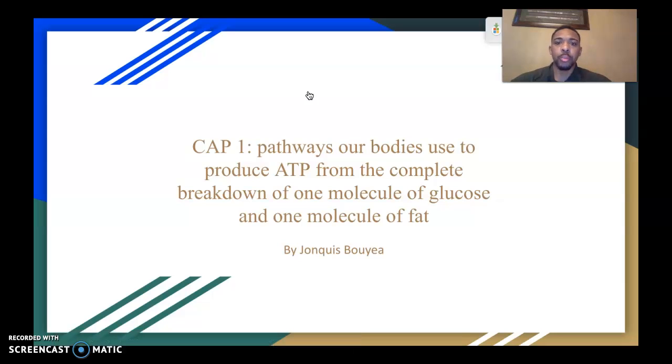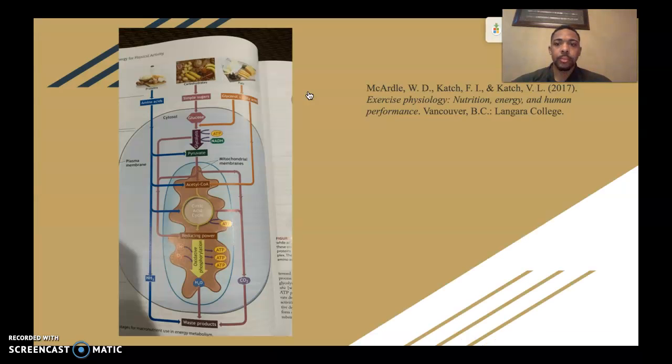This is my Cap 1. Pathways our bodies use to produce ATP from the complete breakdown of one molecule of glucose and one molecule of fat, and how that intertwines with certain intensities and exercises within our bodies. So, as I stated, we will be using this diagram to understand the breakdown of glucose and the breakdown of fat.